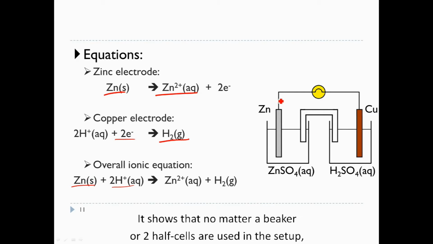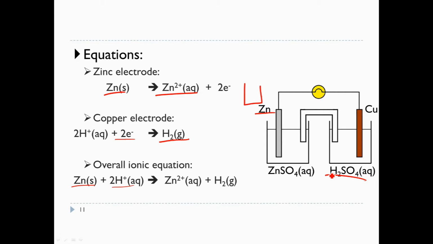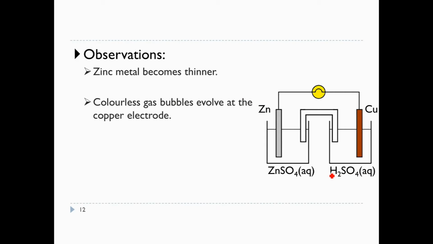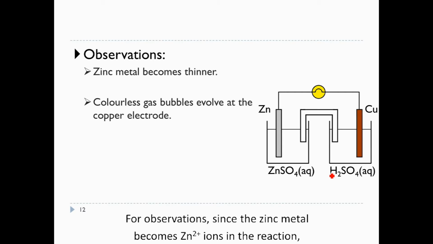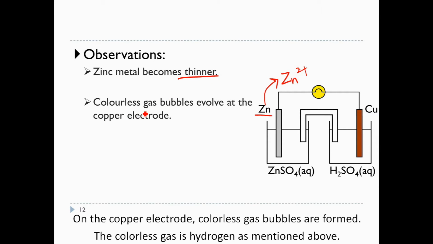It shows that no matter whether a beaker or two half cells are used in the setup, the reactions are the same. Zn reacts with acid. For observations, since the zinc metal becomes Zn2+ ions in the reaction, the zinc metal will become thinner. On the copper electrode, colorless gas bubbles are formed. The colorless gas is hydrogen as mentioned above.